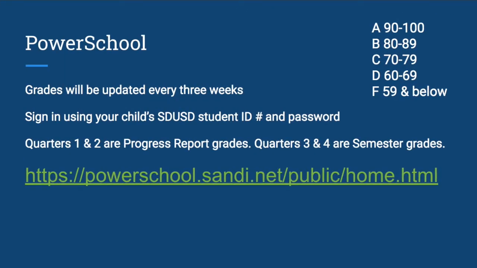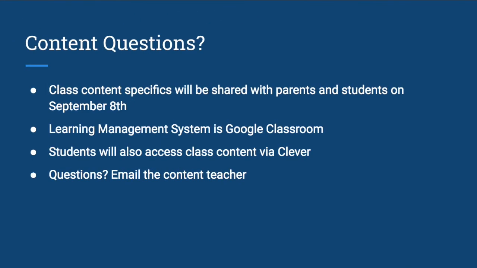Parents can check grades and progress in PowerSchool. Our grading scale is up on the right-hand corner of the screen. Grades will be updated at least every 3 weeks, and you can sign in using your child's student ID and password. Remember, quarters 1 and 2 are progress report grades, and quarters 3 and 4 are semester grades. Class content specifics will be shared with parents and students on September 8th. All of us will be using Google Classroom as our learning management system. Students can also access some class content via Clever. If you have content-specific questions, please email that particular teacher.